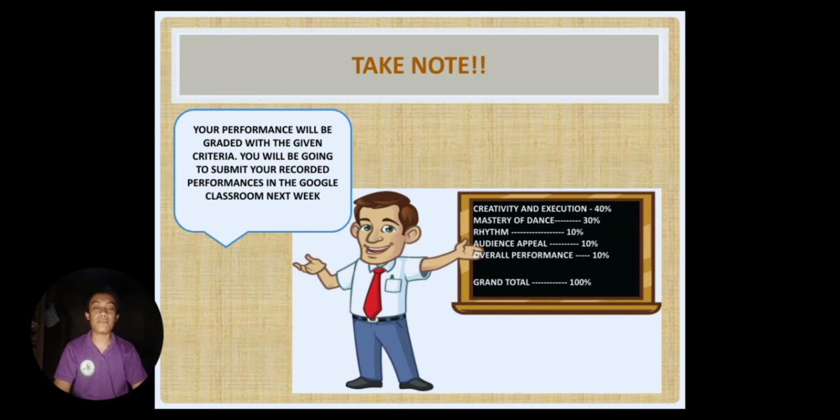So the criteria for grading for your recorded performance is creativity and execution, 40%, mastery of dance, 30%, rhythm that includes gracefulness and timing of the music, 10%, audience appeal, 10%, and overall performance, 10%, with a grand total of 100%. So good luck, class, and I hope that you will perform it very well.